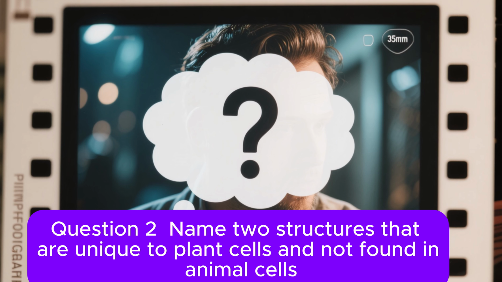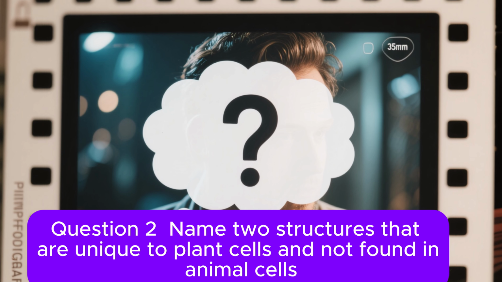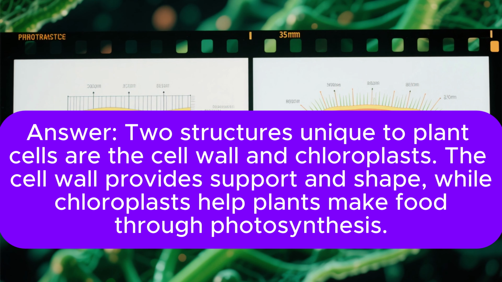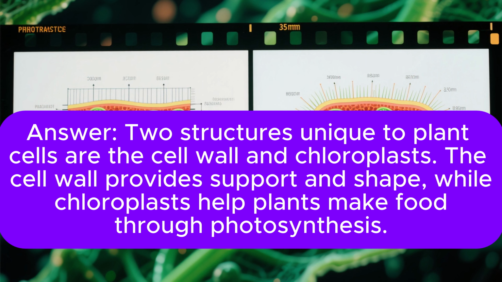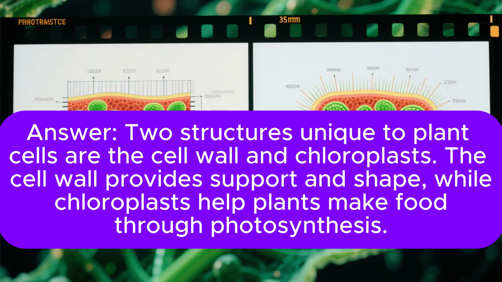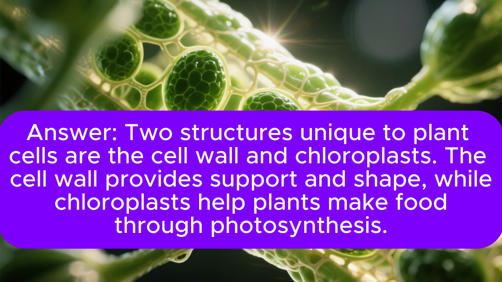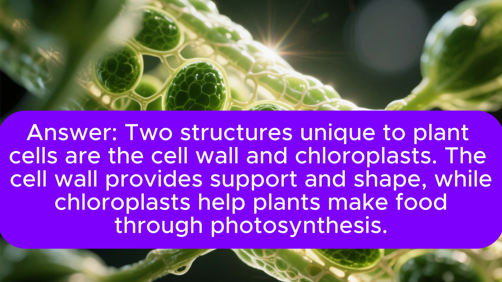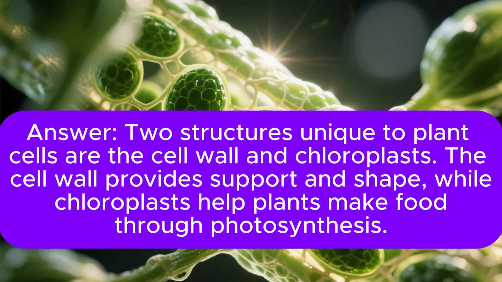Question 2. Name the structures that are unique to plant cells and not found in animal cells. Answer: two structures unique to plant cells are the cell wall and chloroplasts. The cell wall provides support and shape, while chloroplasts help plants make food through photosynthesis.